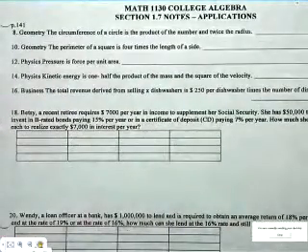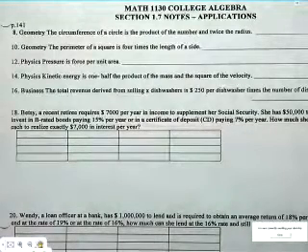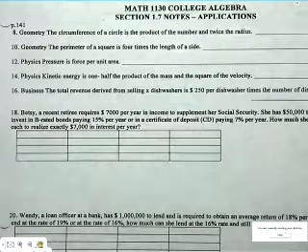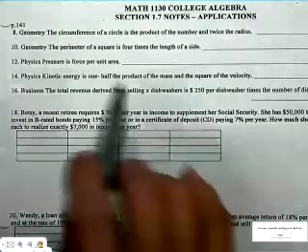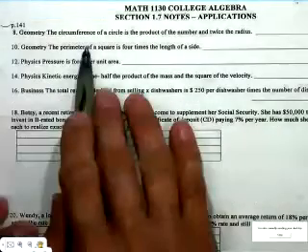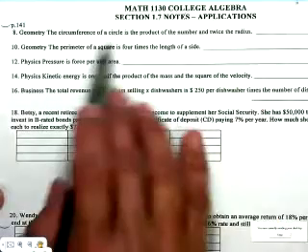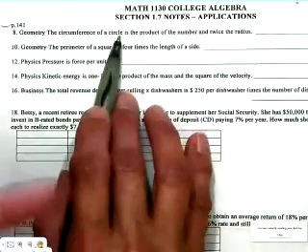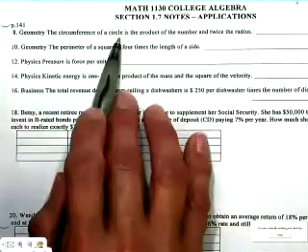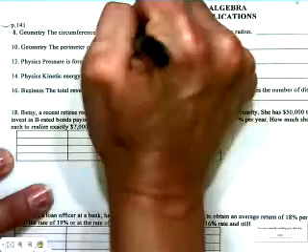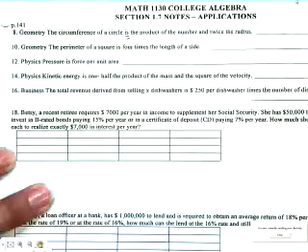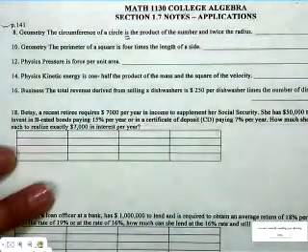But the very first problems in 1.7 are just practicing translating English sentences into algebraic expressions, algebraic equations. So the first one, from geometry: the circumference of a circle is the product of the number and twice the radius. Anytime you have a sentence with the word "is" in it, that's probably where your equals goes. 99 times out of 100, my equals is going to be right there. The words before the equals are going to be the left-hand side of my equation, and the words after the "is" are going to be the right-hand side.